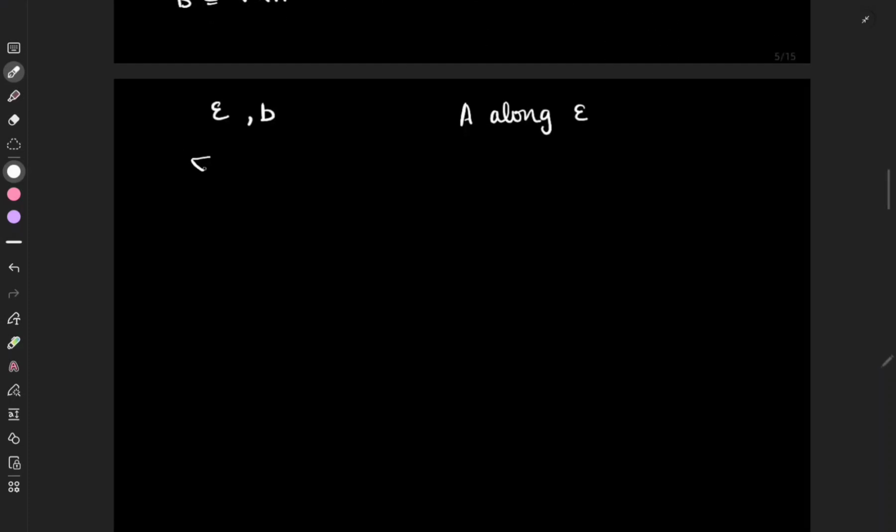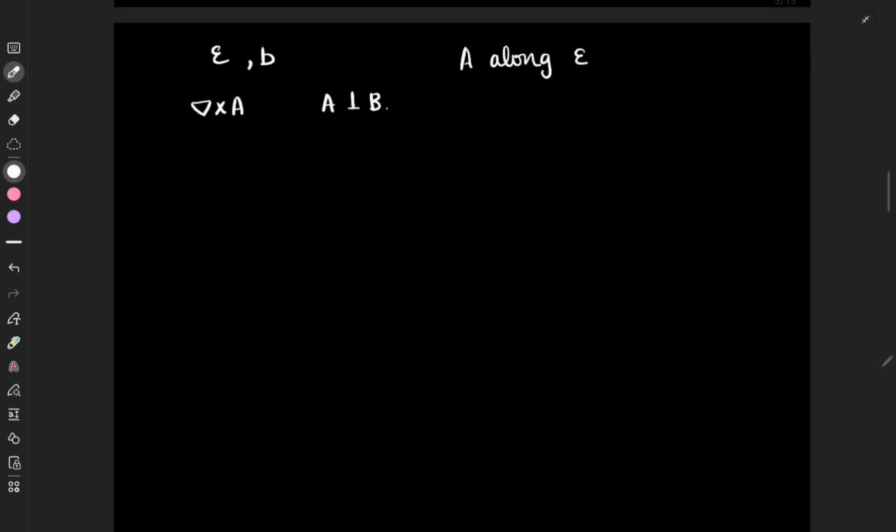But del cross A is perpendicular to B. And also we know that E and B are perpendicular, right? And so the direction of the electric field and the vector potential will be the same. It's like the zeroth law of thermodynamics: A is in contact with B, B is in contact with C, therefore there's a relation between A and C.